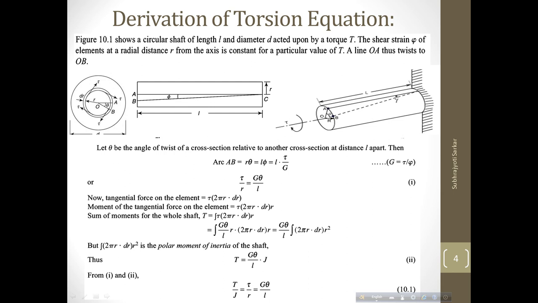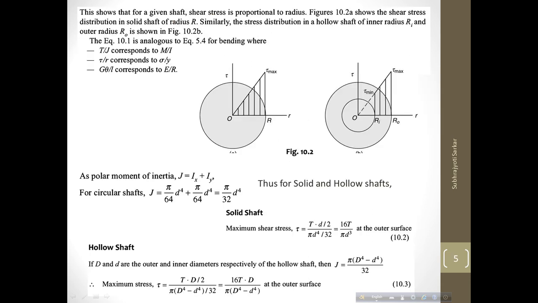So from this you can write T is equal to G theta by L into J, or T by J is equal to G theta by L. So the torsion equation becomes T by J equals tau by R equals G theta by L. So proceed to the next slide. So the torsion equation is T by J equals tau by R equals G theta by L.